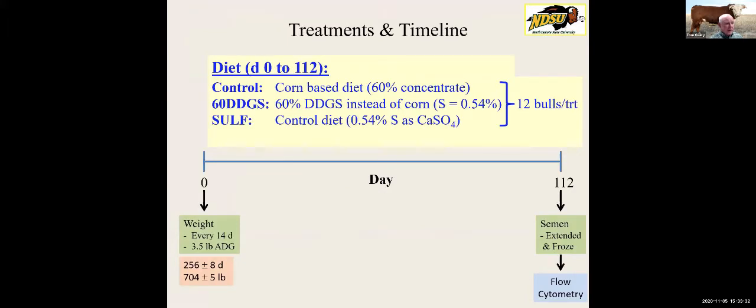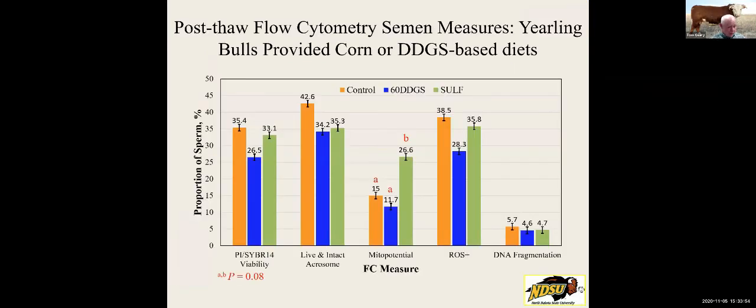Kind of the treatments and timelines are shown here. On day 0, bulls were weighed, and they were weighed every 14 days. And the amount of feed delivered to those bulls was adjusted to attain an average daily gain of about 3.5 pounds a day. At day 112, semen was extended and frozen and sent to us, and that's where we came into it again. This graph shows the post-thaw flow cytometry measures on these bulls.